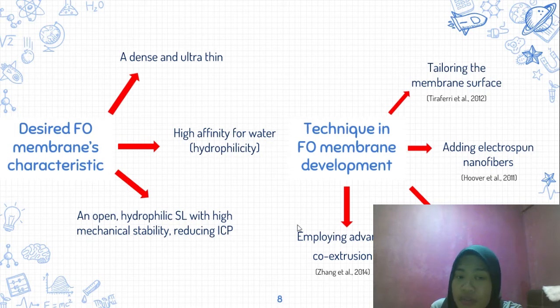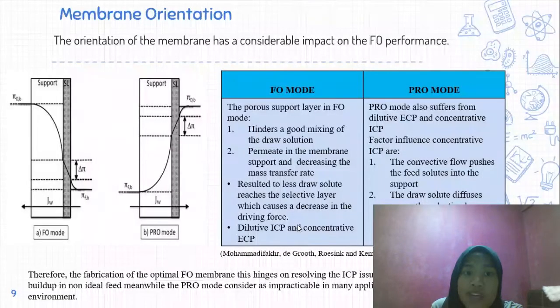On the right side, on the other hand, we have the techniques used in developing the FO membranes. Tailoring the membrane surface decreases fouling and improves the water fluxes by functionalizing the membrane surfaces. Besides, the addition of electrospun nanofibers will increase the mechanical strength. Meanwhile, re-engineering the support structure to withstand the stress and employing advanced extrusion techniques provide mechanical stability and also high power density.